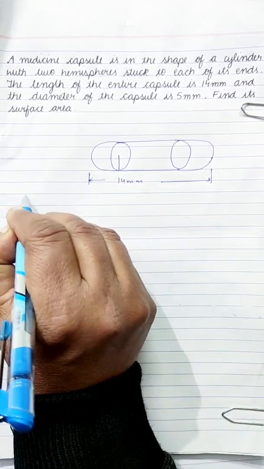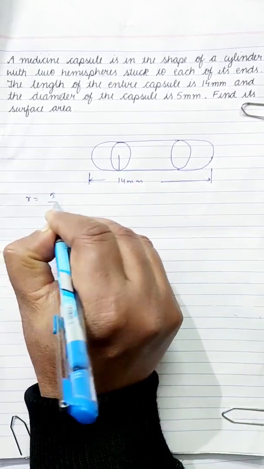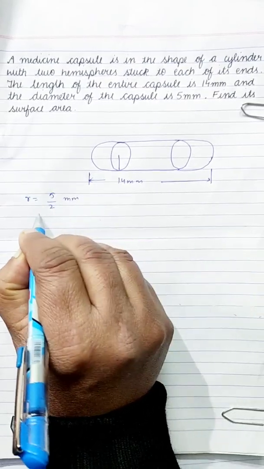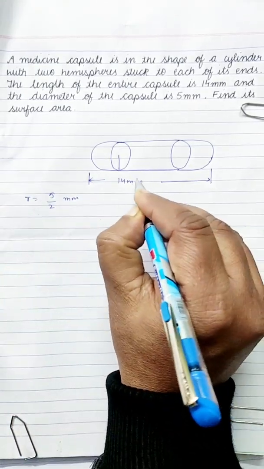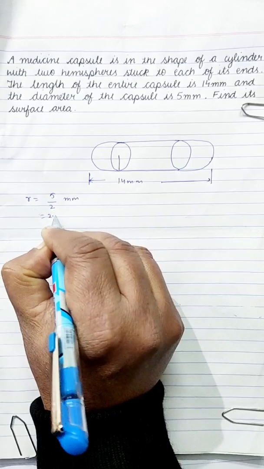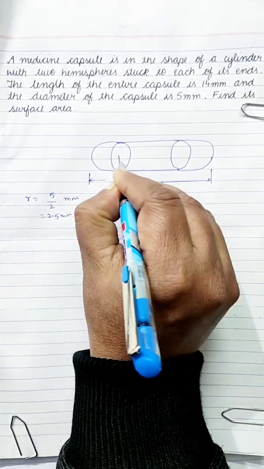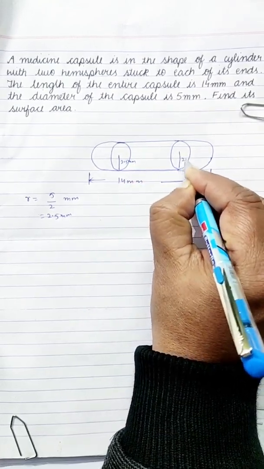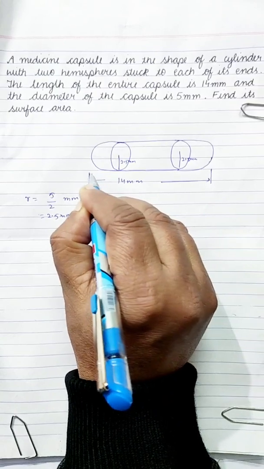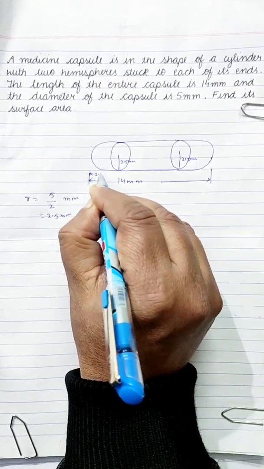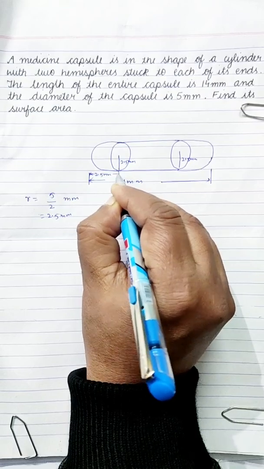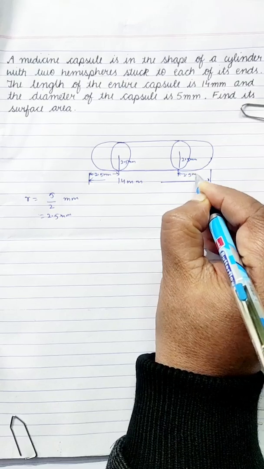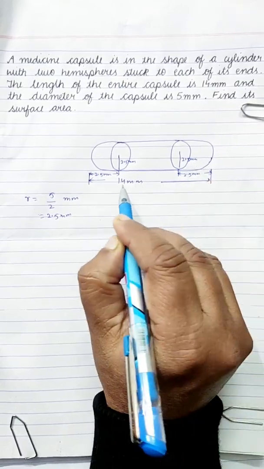Diameter is 5 mm, so the radius is 5/2 mm. 5/2 means 2.5. So this is 2.5 mm. Here also the radius is 2.5 mm. This part 2.5 mm and this is also equal to the radius 2.5 mm.